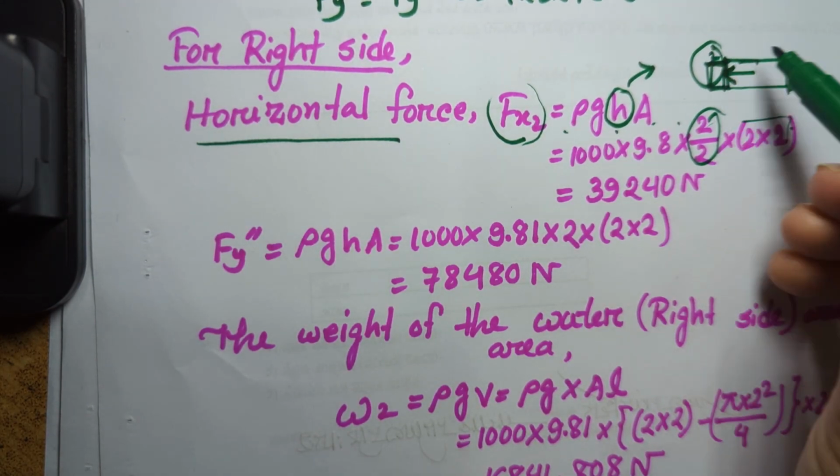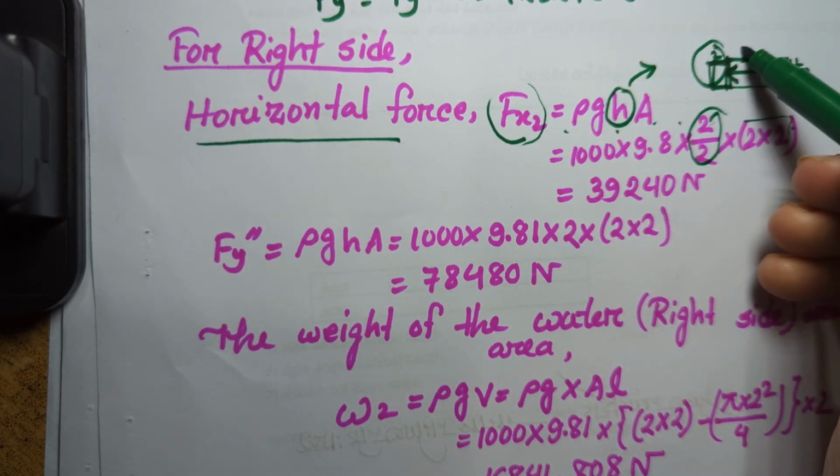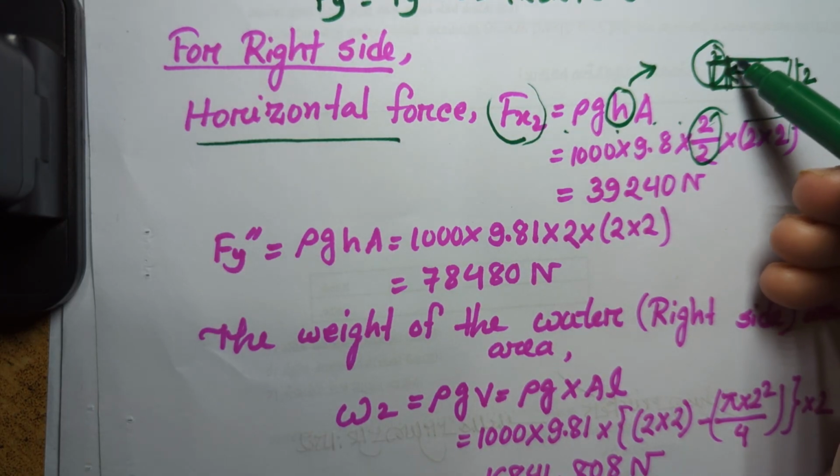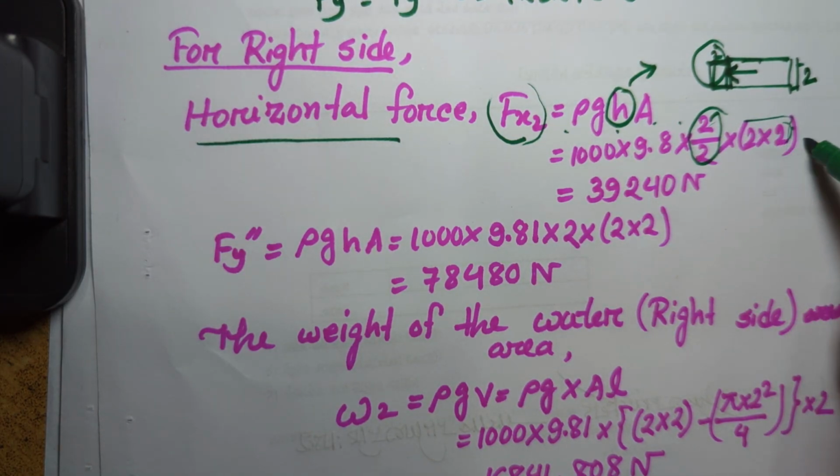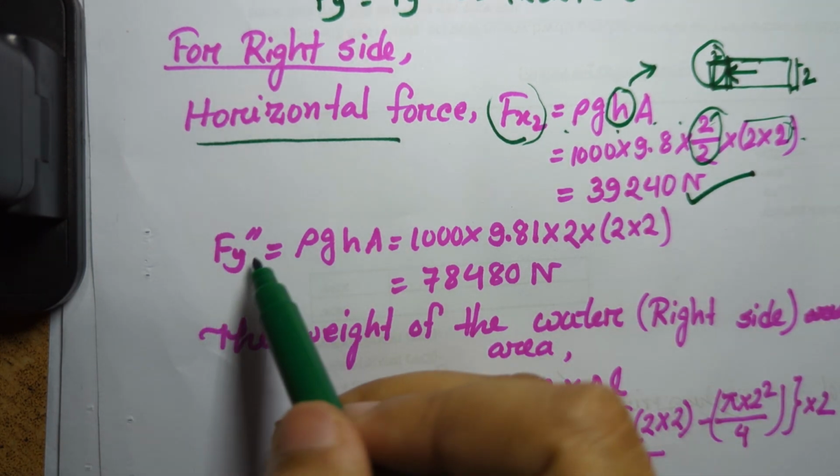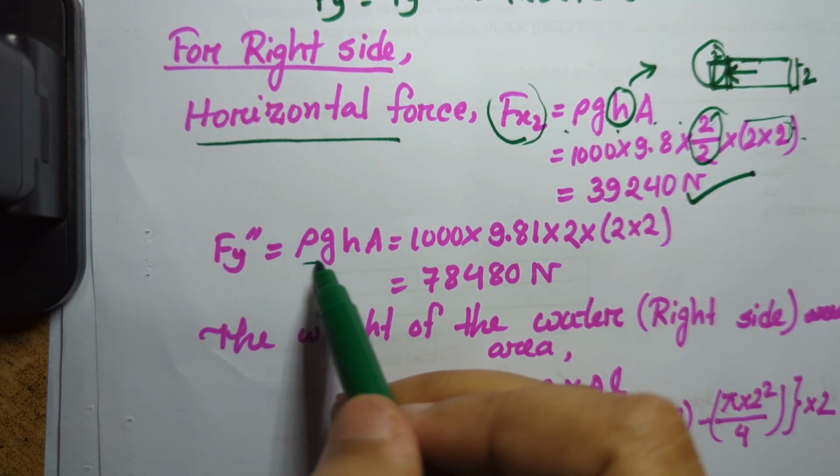This surface is 2 meter radius, and according to the 3D model, the length is 2 meter. So the area is 2 into 2. Then this is the horizontal force. Let's see the vertical force, Fy double prime, which is rho g h.